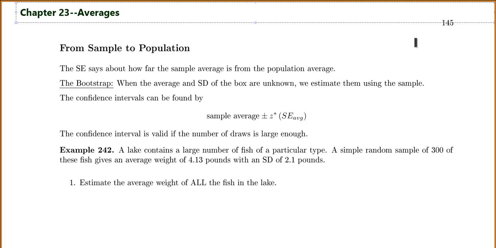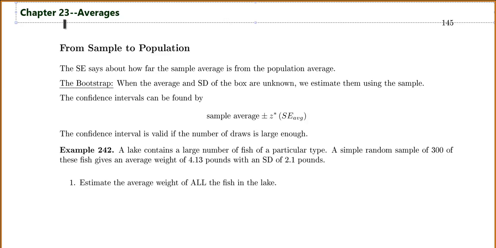Chapter 23 is about averages. So this is our second part. In the first part, we talked about what happens when we know the information about the population, and we want to find out what might happen in our sample. Now we're going to do our second part. Now we know our sample, and we want to use that to infer or make educated guesses about the population.